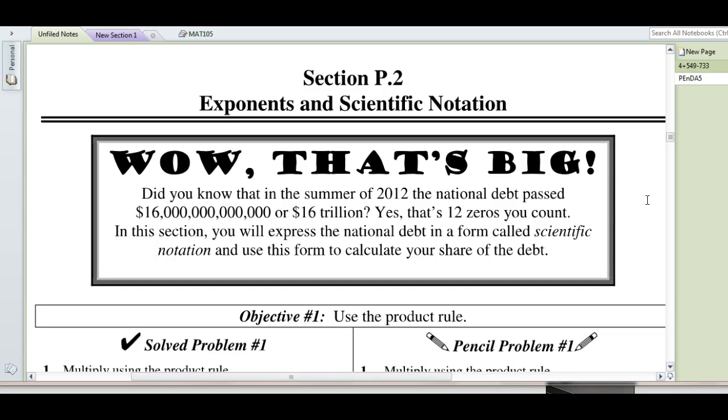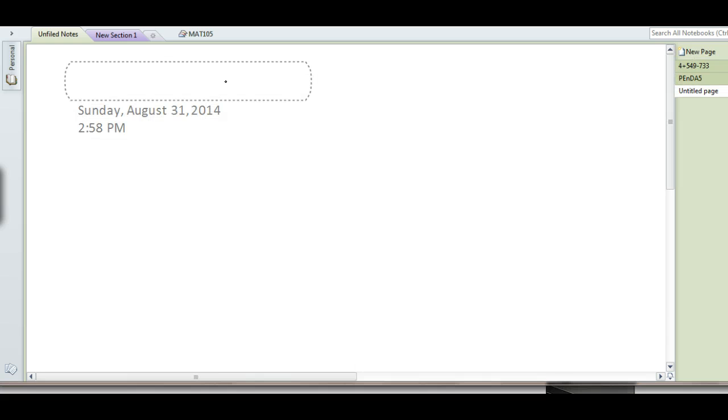So we are going to be going through the P2 learning guide, and that is the section on exponents and scientific notation. In this section we're going to make use of quite a few exponent rules, so I'm going to go ahead and start off by just going over the ones we're going to use. Let me write down a few exponent rules that you might remember from one of your previous math classes. So, exponent rules.